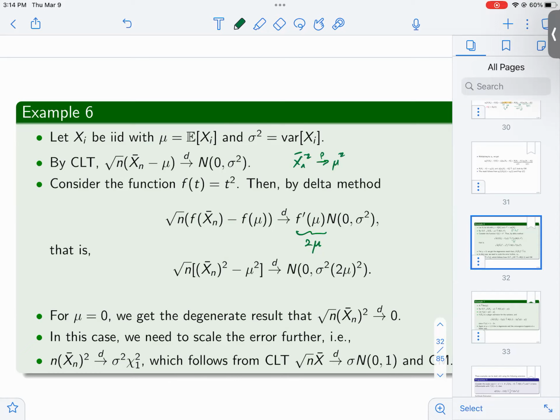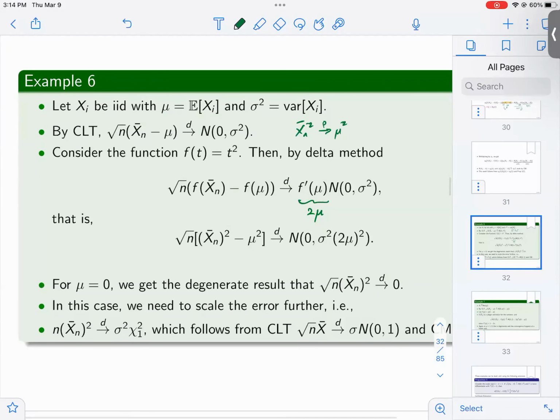In this case, we know what happens, because I have to multiply by n. So n times X bar n squared, when mu is 0, is going to be (root n X bar n) squared. And I know that root n X bar n converges to Z, so by the continuous mapping theorem this converges to Z squared, which is chi squared. So the right asymptotic limit is: first I have to multiply by something bigger, which is n, and the asymptotic limit is chi squared. So the delta method is still fine, but this version doesn't work.